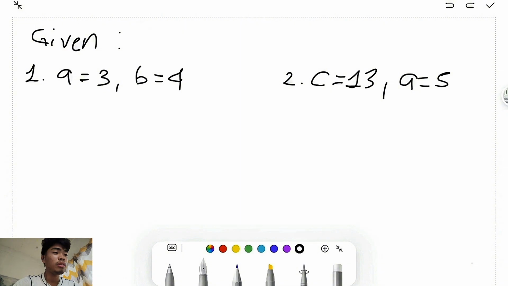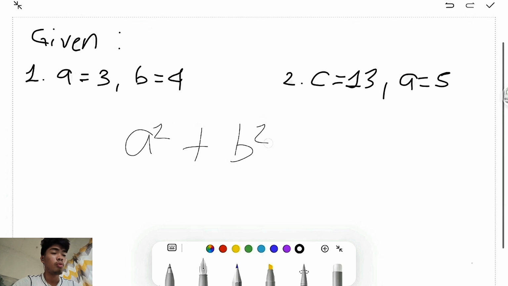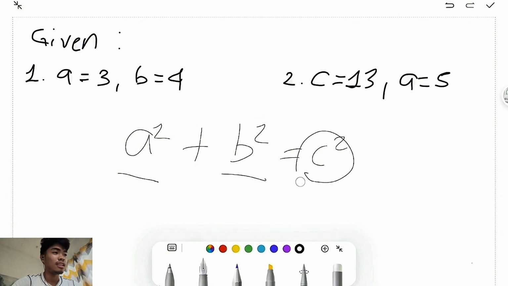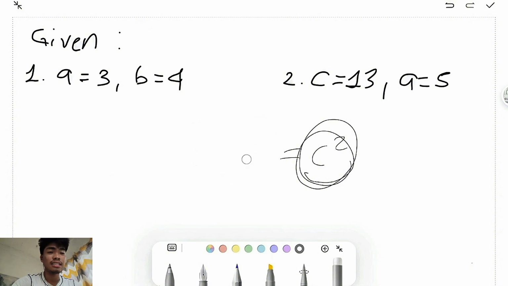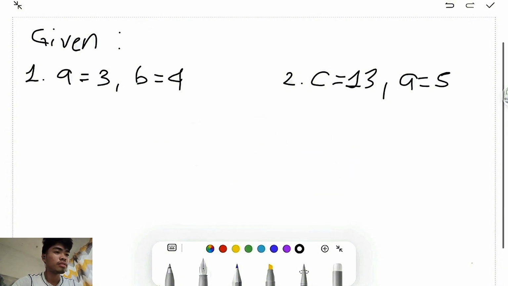Now, the Pythagorean Theorem states that a squared plus b squared equals c squared, where a and b are the legs of a right triangle and c is the hypotenuse, which means the longest side. Now, here is an example.